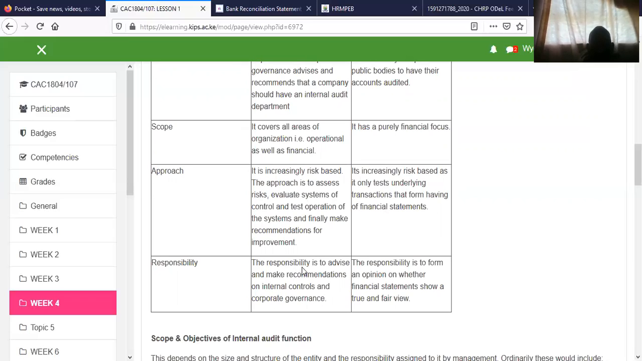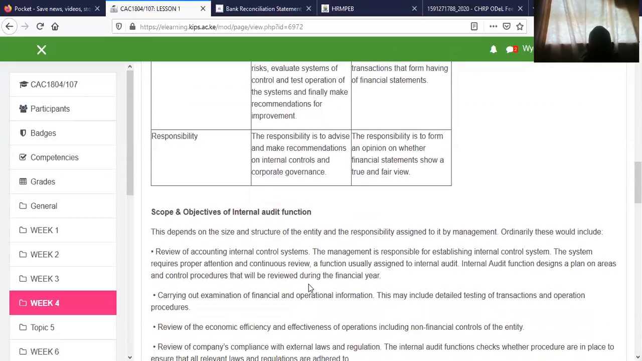The responsibility of the internal auditor is to advise and make recommendations, while the responsibility of the external auditor is to form an opinion on whether financial statements show a true and fair view in that particular financial period. Maybe we can also talk about the scope and objectives of internal audit.